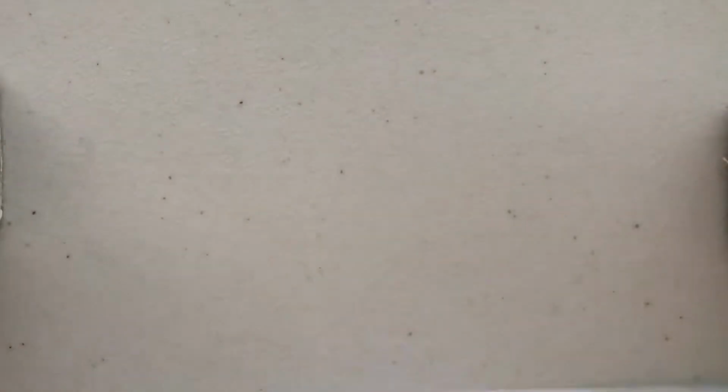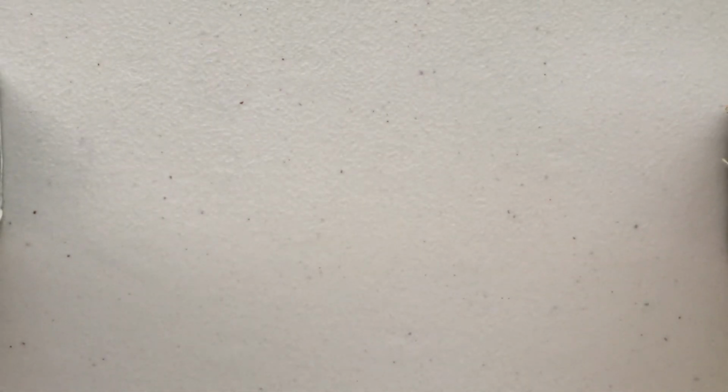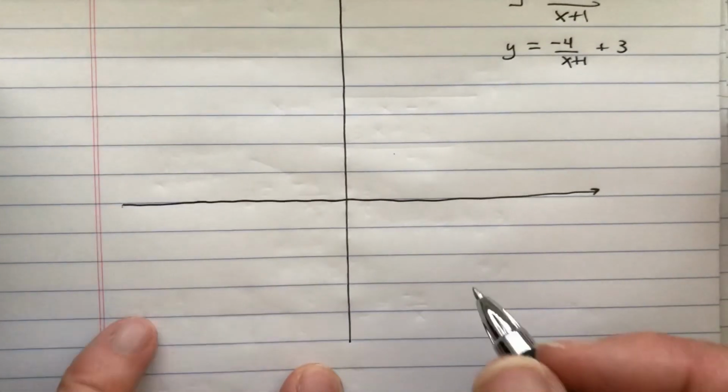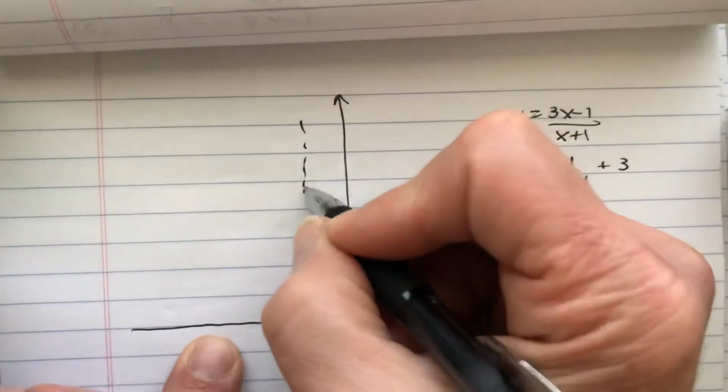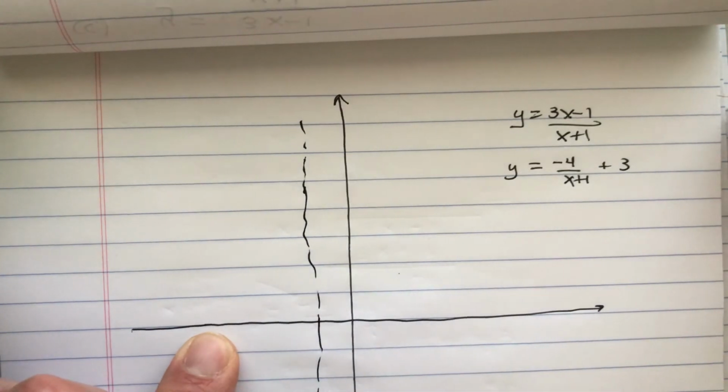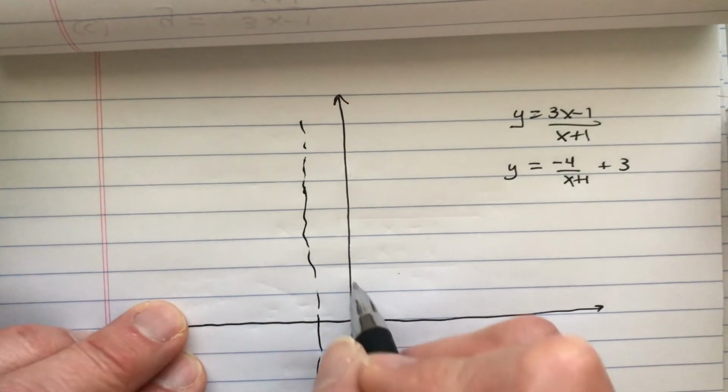The thing is, when I flip the page, I forgot what function this is. So this is y equals 3x minus 1 over x plus 1, which we found out is equal to negative 4 over x plus 1 plus 3. So we have a vertical asymptote here of x equals negative 1 and a horizontal asymptote of 3.